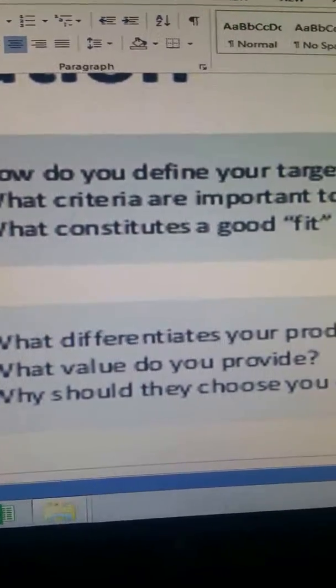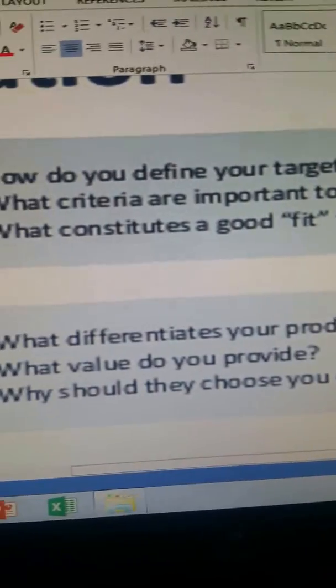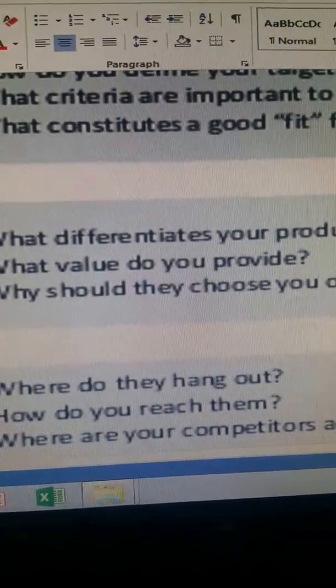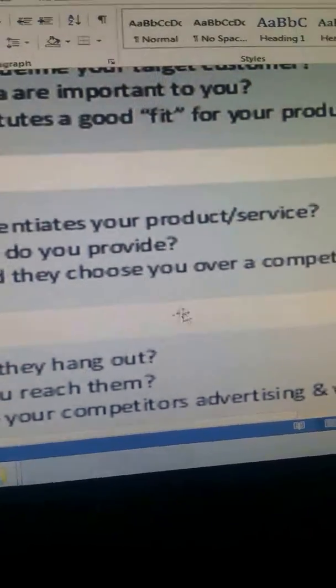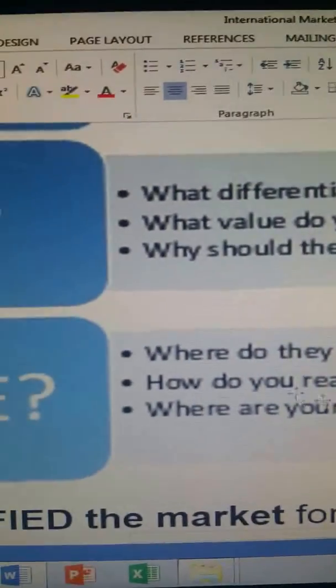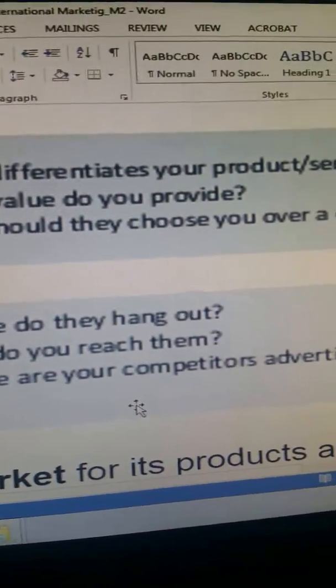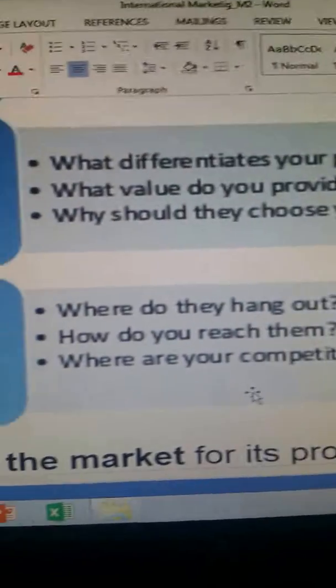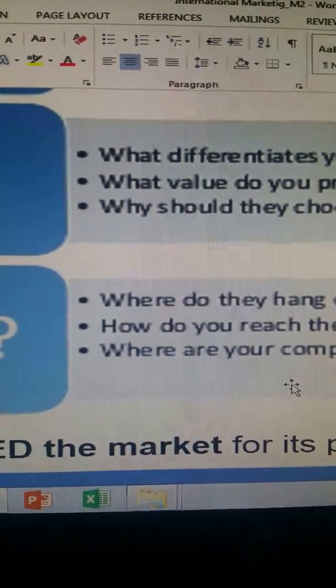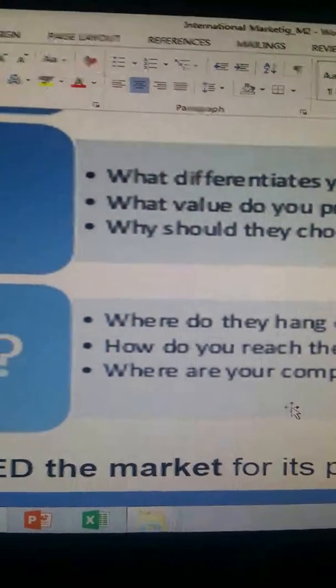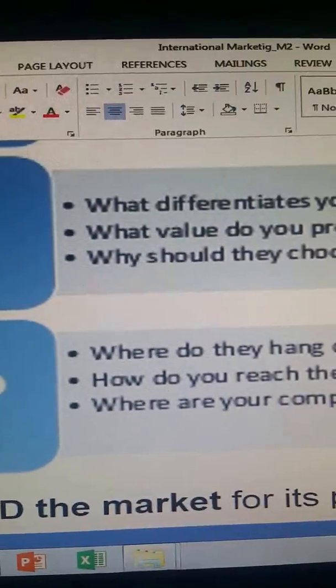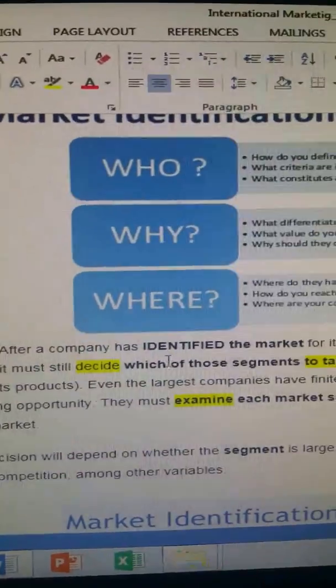What differentiates your product or service? What value do you provide? Why should they choose you over a competitor? Very good. And then where? Where do they hang out? How do you reach them? Where are your competitors advertising and why? That could be the part of positioning. Yes? All right. So we identified the who, the why, and the where.